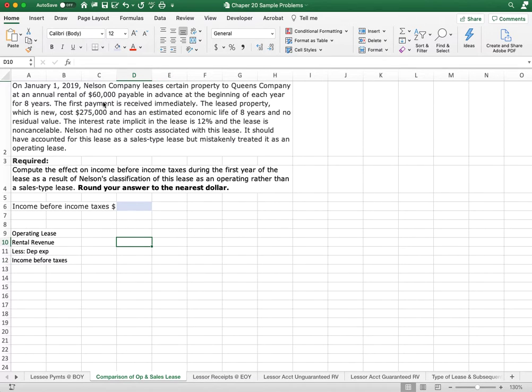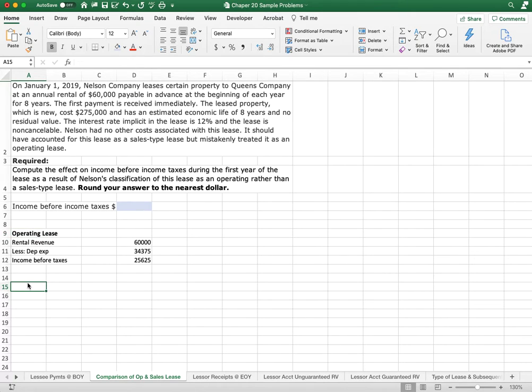And so we have rental revenue of $60,000 and depreciation expense of $275,000 divided by 8 gives us $34,375. And again, it said that this had an 8-year economic life, no residual value, and it's straight line. So that's how we calculate the depreciation expense. And so the income before taxes would give us $25,625.